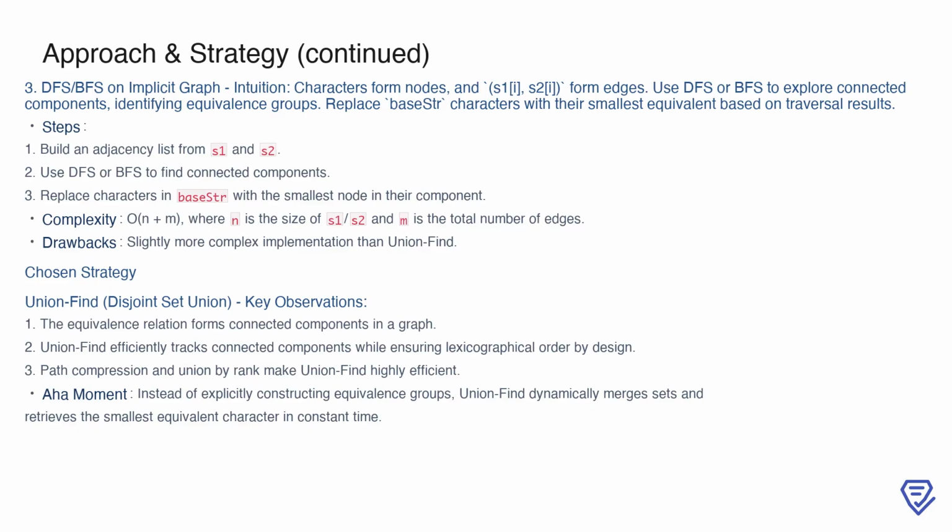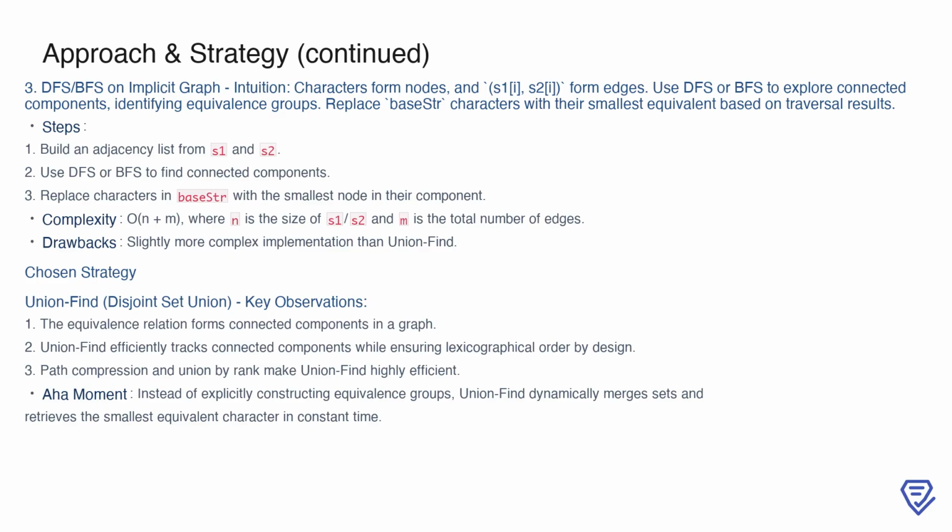Once we have these groups, we replace each character in base str with the smallest node in its corresponding component. This approach has a time complexity of O(n plus m), where n is the length of the strings and m is the number of edges. While it's efficient, it can be slightly more complex to implement than union find.